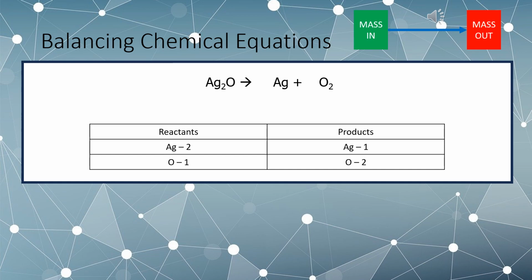Okay, let's have a look, shall we? We write down our reactants and products. That always helps us out. So we've got our reactants, we have 2 silver on the left, and we have 1 silver on the right.